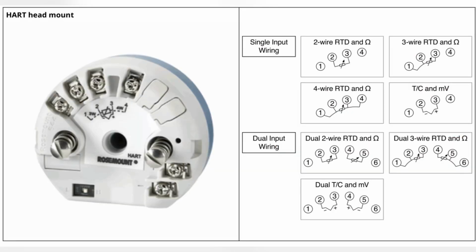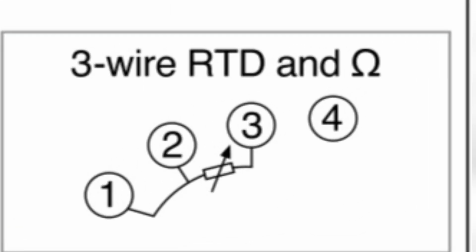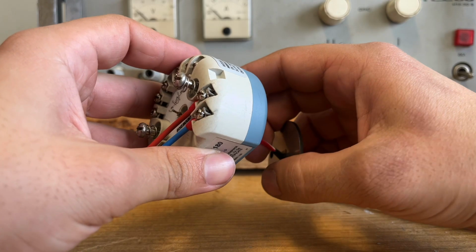Here's the correct wiring for a 3-wire RTD. According to the data sheet, the 2 red wires go to terminals 1 and 2. These are the common wires. The white wire goes to terminal 3. This is the measurement lead. Now, let's make these connections on the actual transmitter.